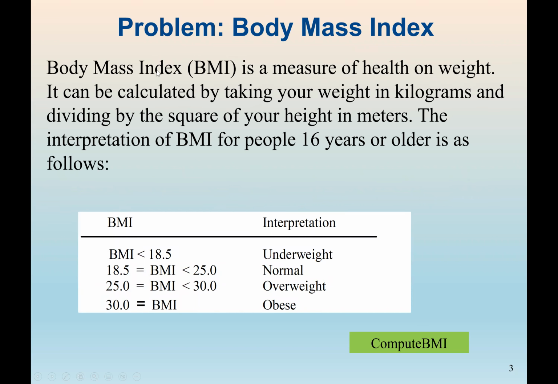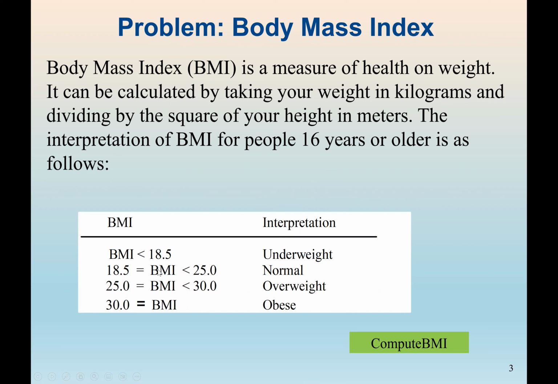Here we say body mass index is a measure of health based on weight. It can be calculated by taking your weight in kilograms and dividing by the square of your height in meters. The interpretation of BMI for people 16 years or older is as follows.